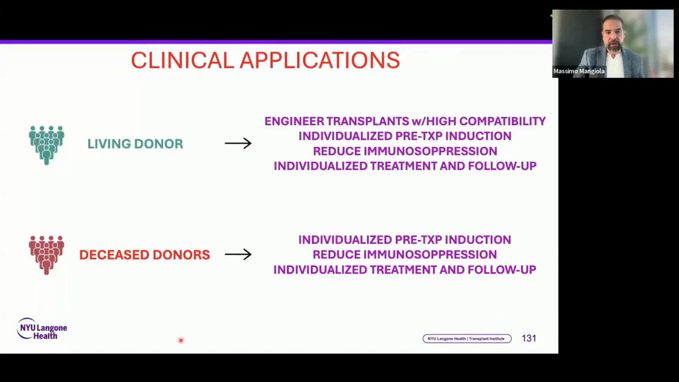Two spaces, of course, right? Living donor space, deceased donor space. The living donor space is perfect for engineering transplants to be low mismatch or high molecular compatibility. You flip it the way you want.